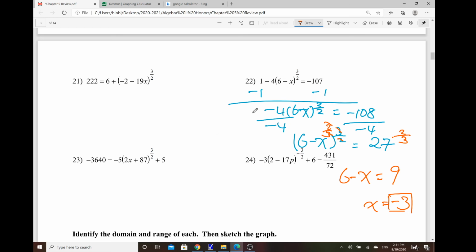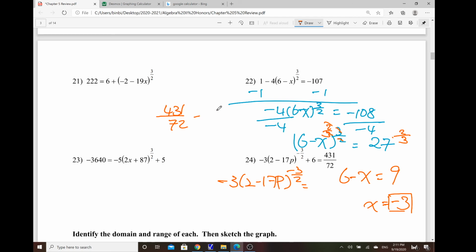So it looks kind of complicated, but if you're able to follow the step-by-step process, it's actually pretty straightforward. And then number 24, quite similar. So the first thing that you want to do, subtract 6, because that's a separated constant. So it's negative 3 times the quantity of 2 minus 17p, of the whole quantity, to the power of 3/2. So 431 over 72. Well, this one, it's not reducible.